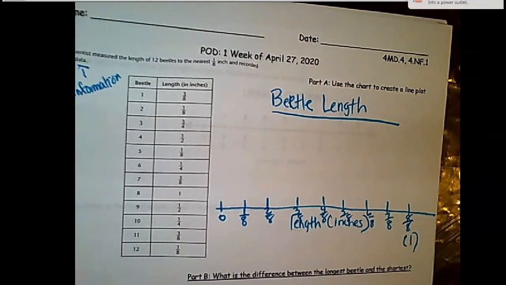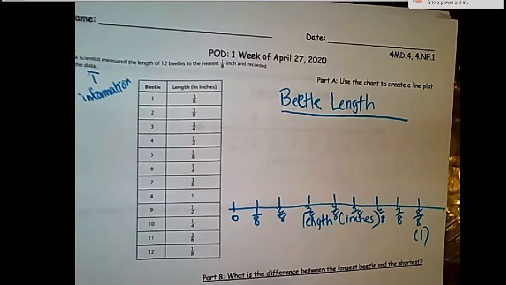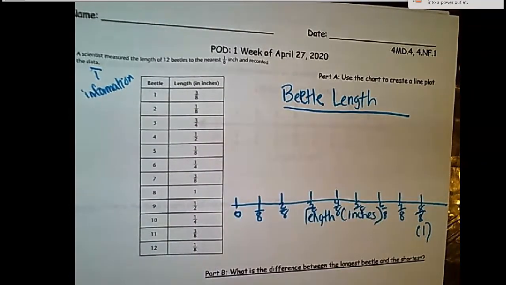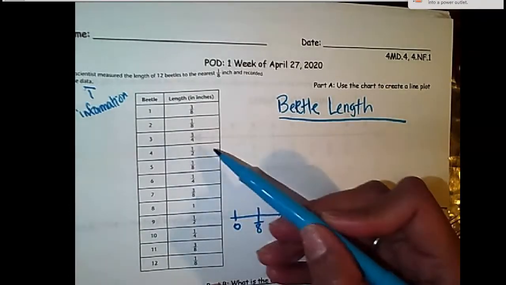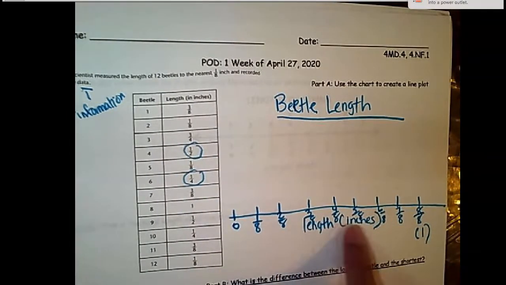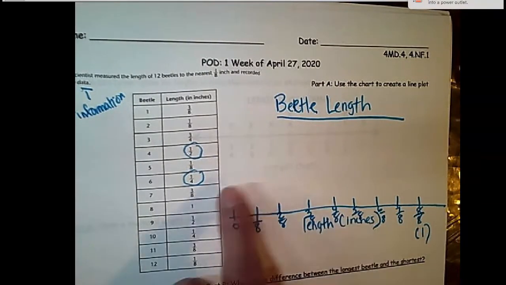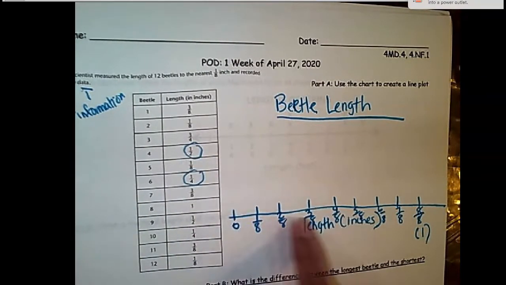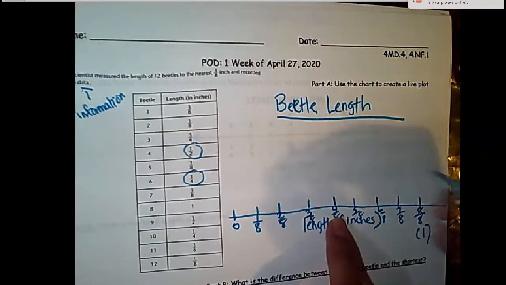Alright guys, tomorrow we're going to continue with this line plot. See what you can do, start filling it in. And I just want to say, take a look at this. We have 1/2, and then we also have 1/4. Although we don't have that down here, I know that a half, that's easy to find. Half of 8 is 4. So 1/2 is going to be right here.